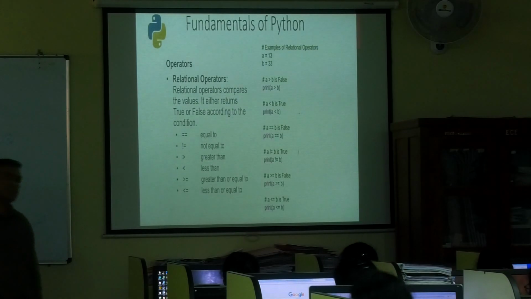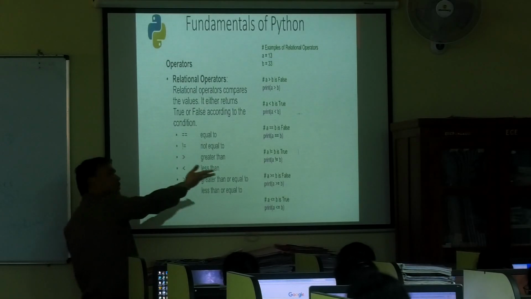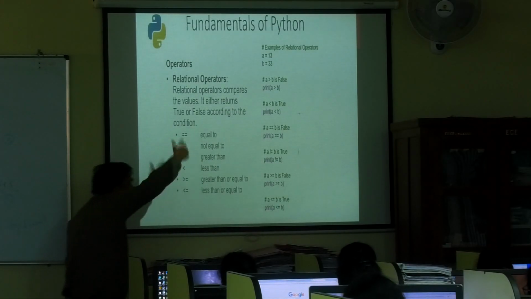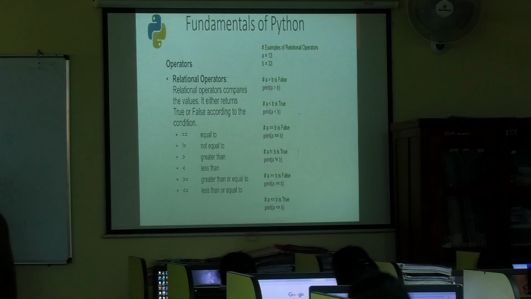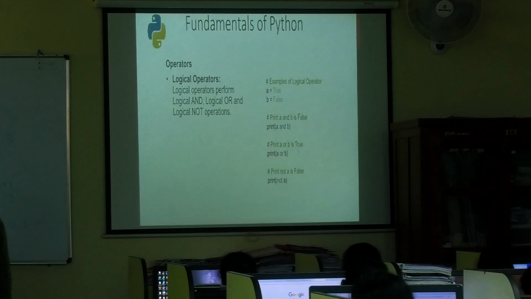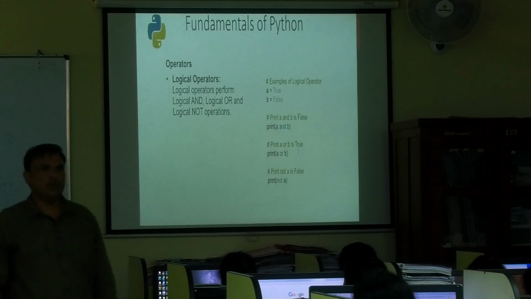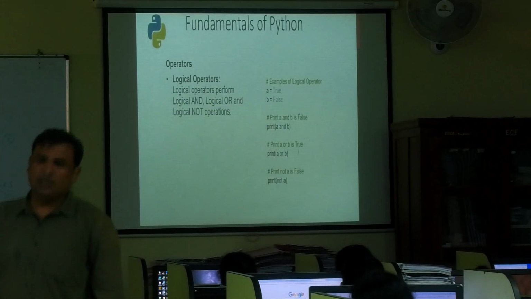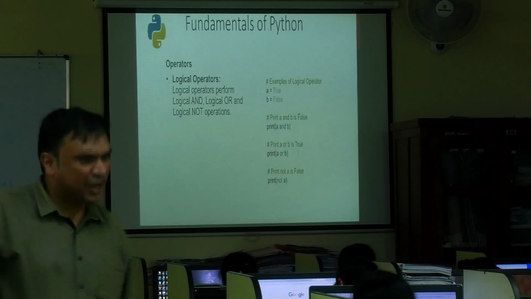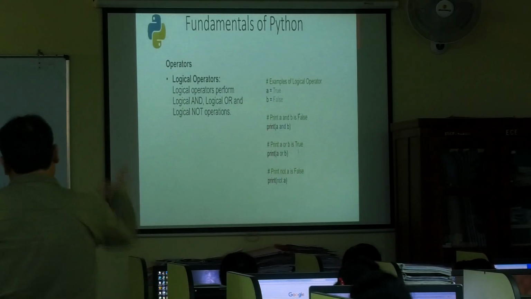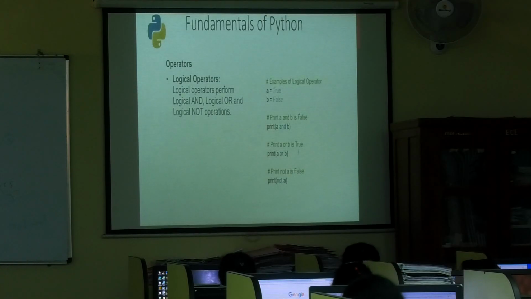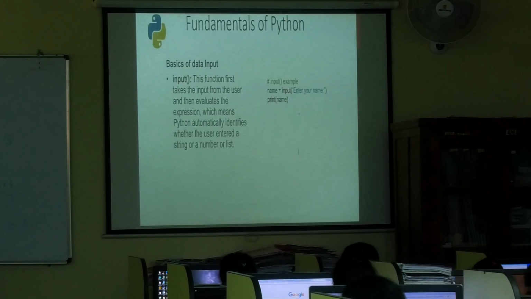Then relational operators: equal to, not equal to, greater than, less than. These are the relational operators we are using. They return true or false according to the conditions. Now logical operators. You know very well the logical operations: and, or, not, XOR. All these are operations we can do with the operators. These are conditions you are already aware of; everybody knew about that.